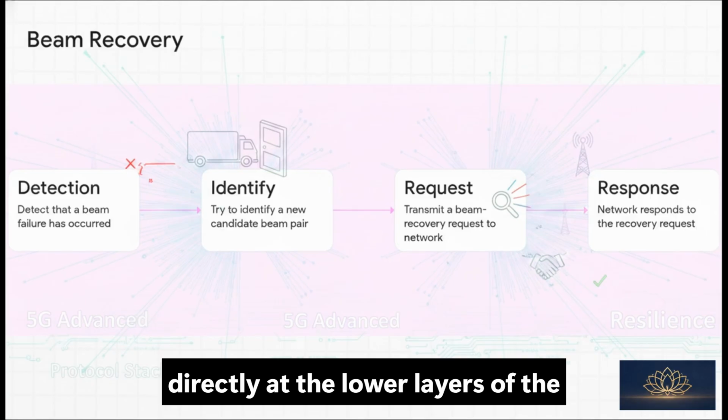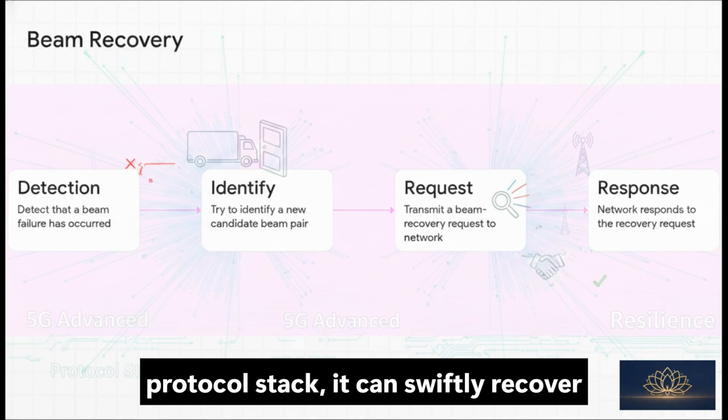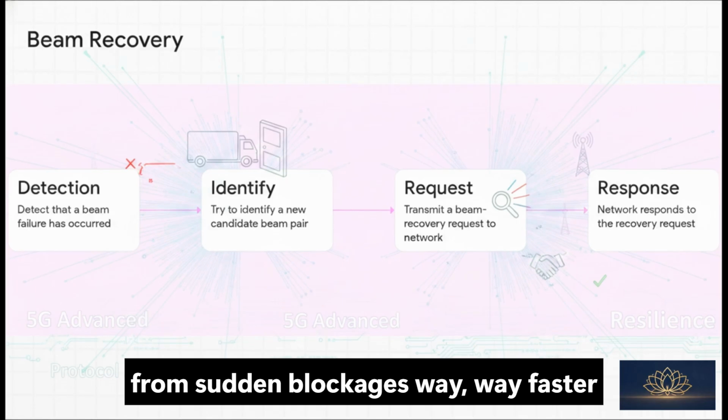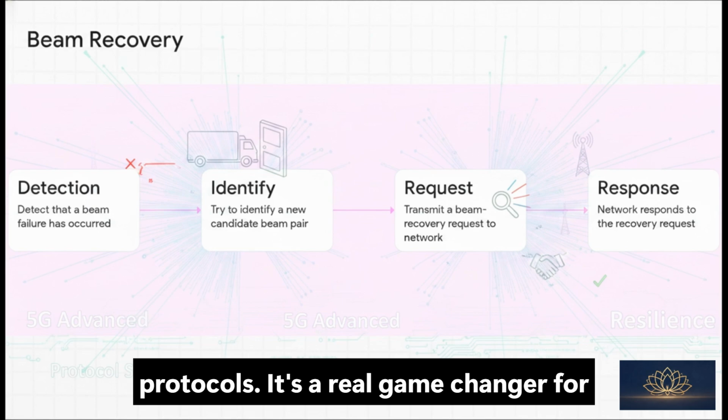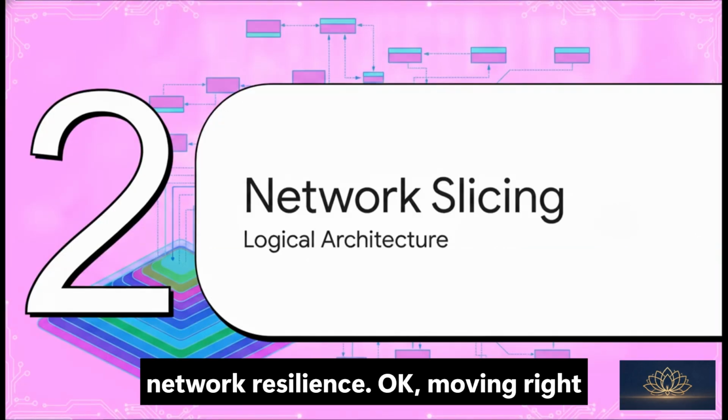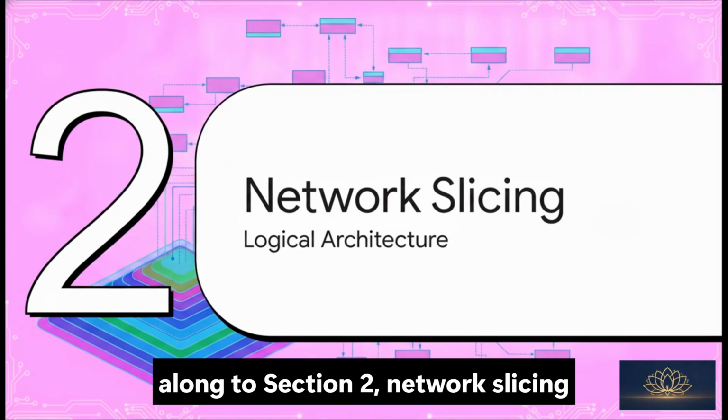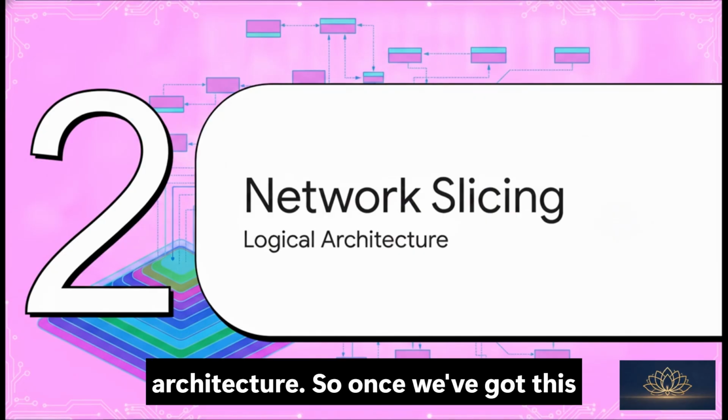Because 5G handles this directly at the lower layers of the protocol stack, it can swiftly recover from sudden blockages way faster than those traditional, clunkier, higher-layer radio link failure protocols. It's a real game-changer for network resilience. Okay, moving right along to Section 2, network slicing architecture.